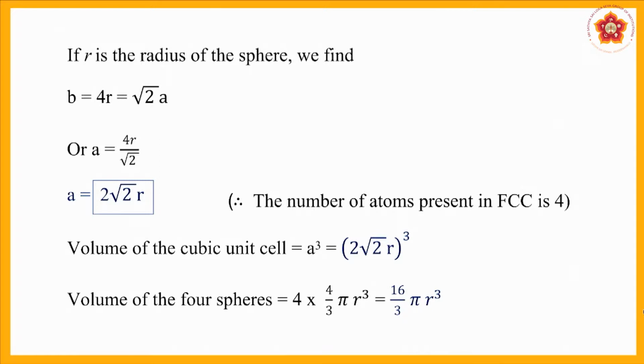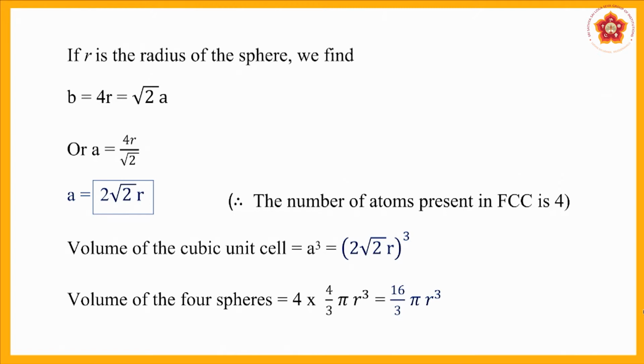Next, if R is the radius of the sphere, we find B equal to 4R and equal to root 2 A. We already calculated B is equal to root 2 A, and B is equal to 4R, so A is equal to 4R divided by root 2, and A is equal to 2 into root 2 into R. We know the number of atoms present in FCC, or in CCP, is 4.